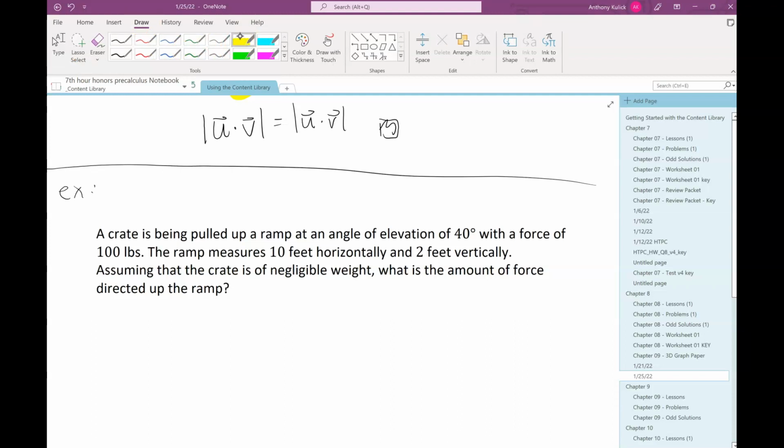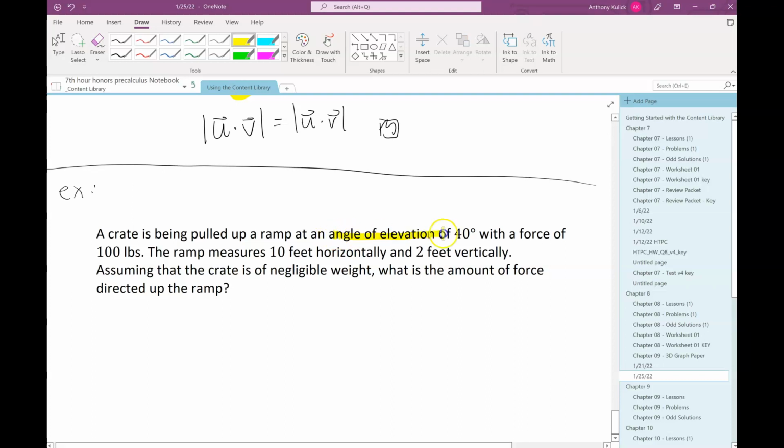Okay, this says a crate is being pulled up a ramp at an angle of elevation of 40 degrees with a force of 100 pounds. The ramp measures 10 feet horizontally and 2 feet vertically. Assuming that the crate is of negligible weight, what is the amount of force directed up the ramp? So again, when we're asking the amount of force directed in a direction or up a ramp, this is a projection problem. This is the way this reads to me. Is everybody okay with that?